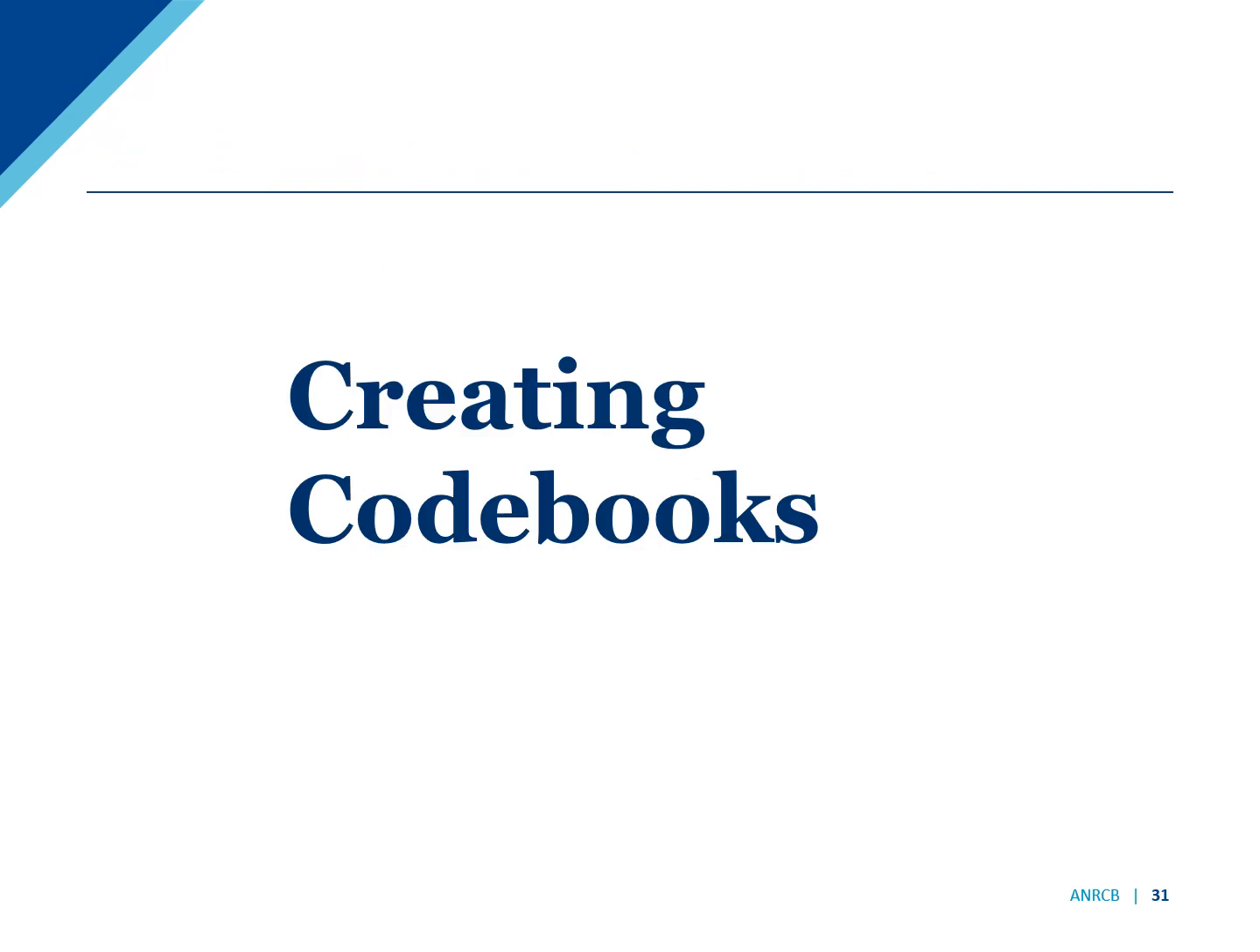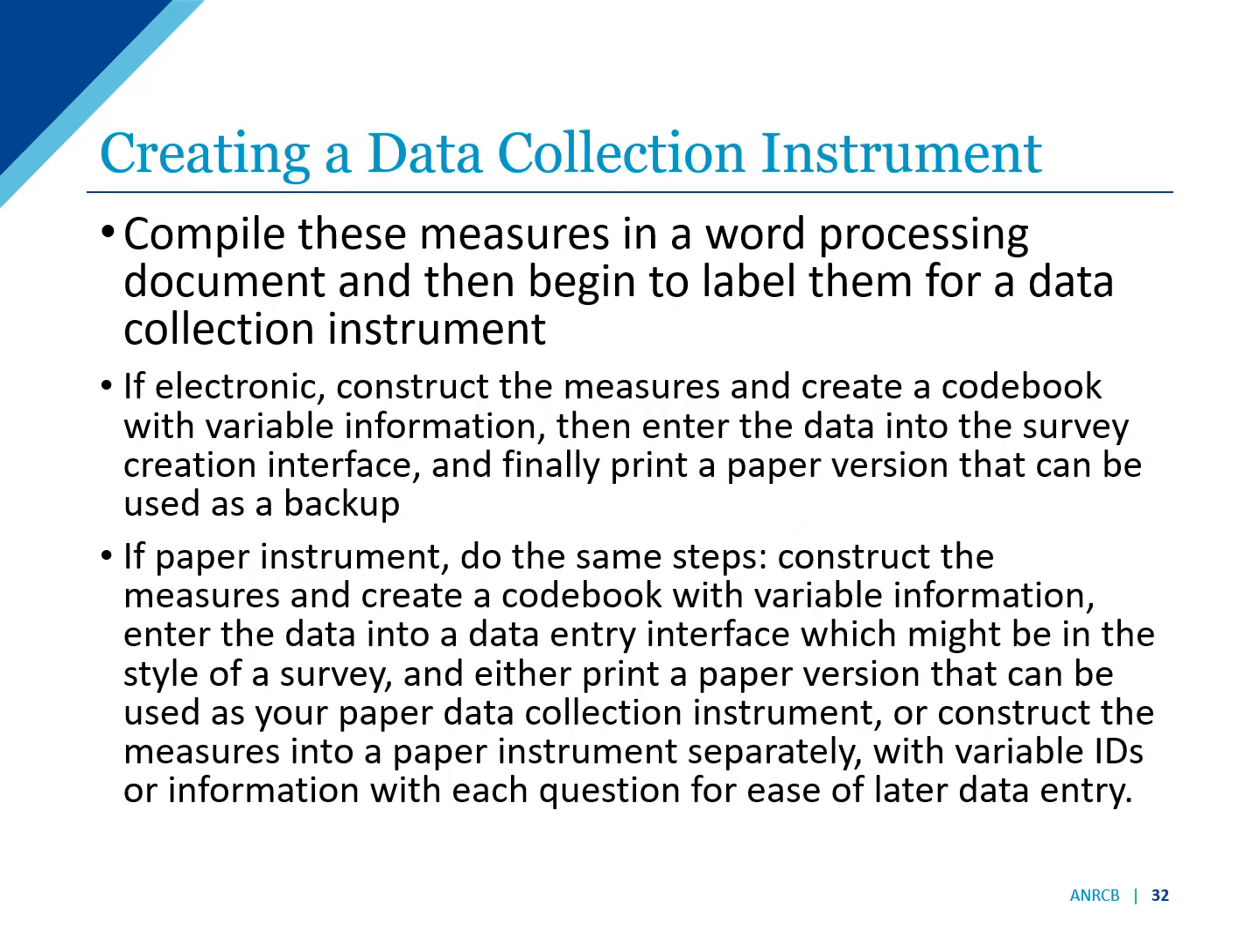I'm going to talk for a moment about creating code books. You should first compile these measures in a word processing document and then begin to label them for a data collection instrument. If it's electronic, construct the measures, create a codebook with variable information, and then enter the data into a survey creation interface, and you can finally print a paper version that can be used as a backup. If you're using a paper instrument, you could do the same steps so that you have the data collection database ready and then create the paper instrument separately or use the printed version.